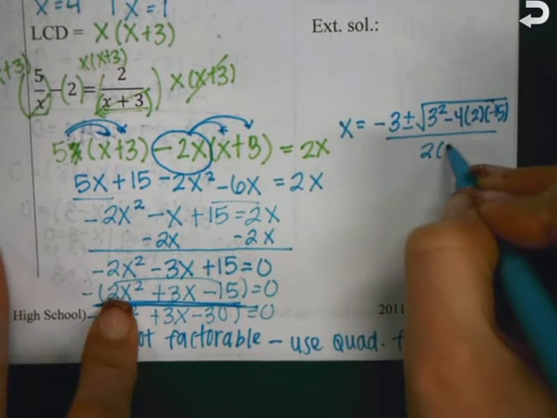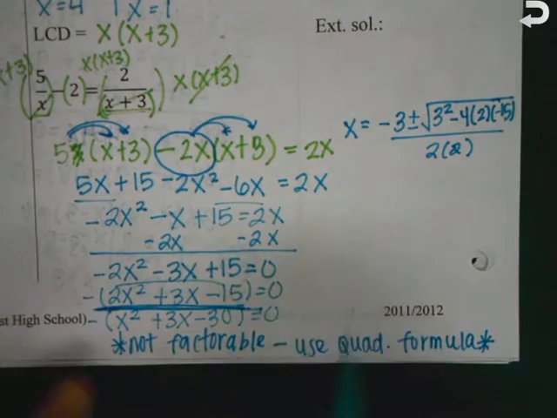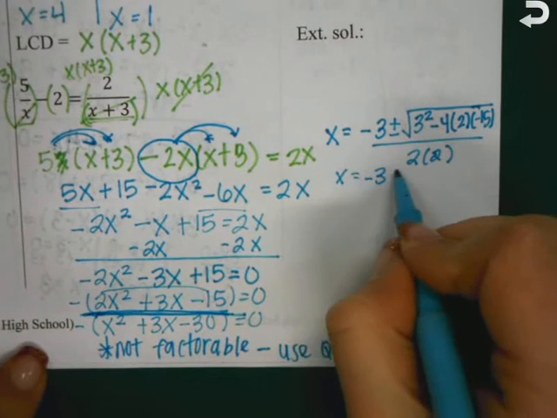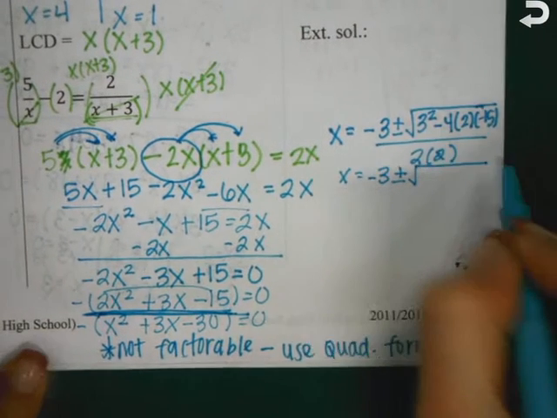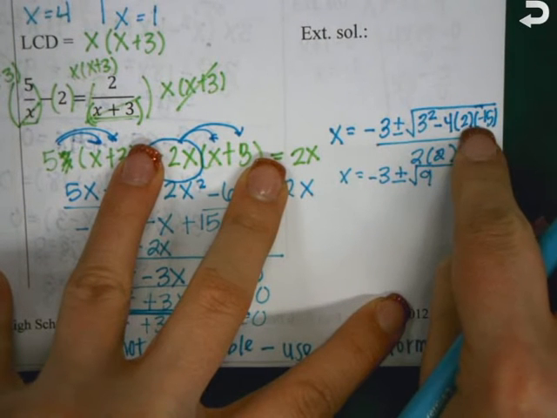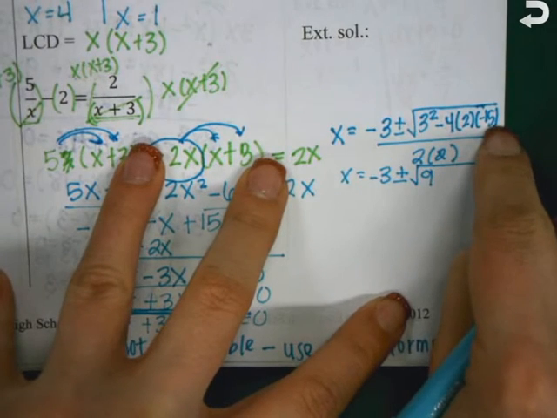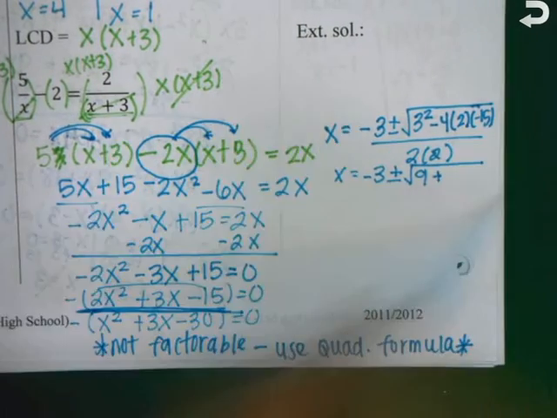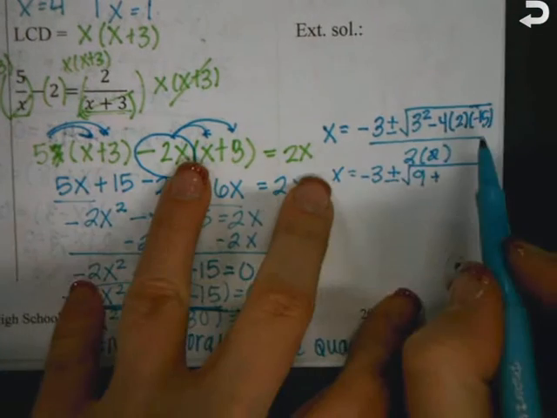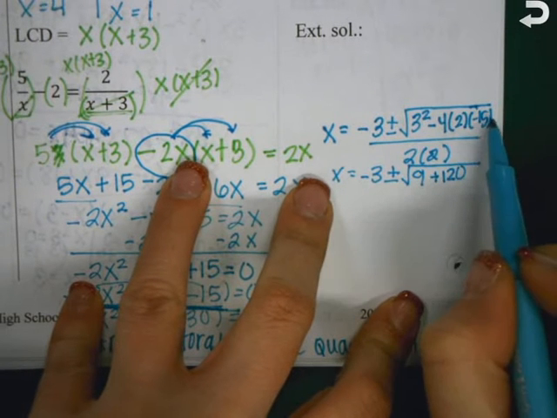Okay, so that's going to give me x equals negative 3 plus or minus the square root of 9. Negative 4 times 2 is negative 8. Negative 8 times negative 15 is positive 120, right? 8 times 5 is 40. Carry the 4. 8 times 1 is 8, plus 4 is 12. Yep. All over 4.